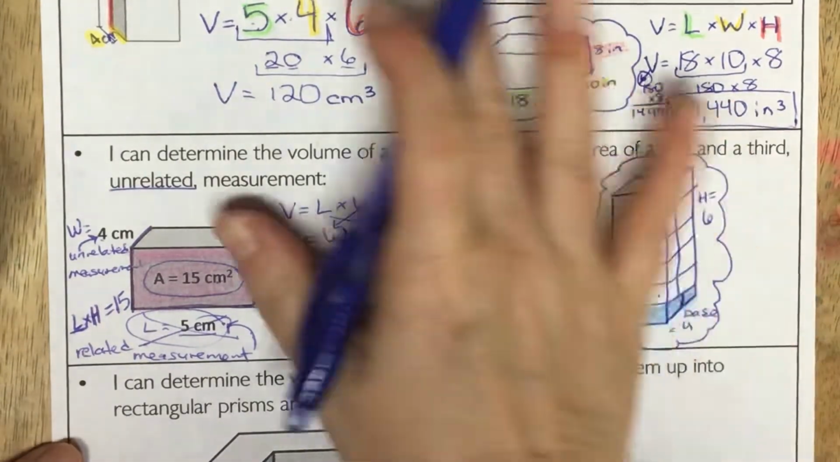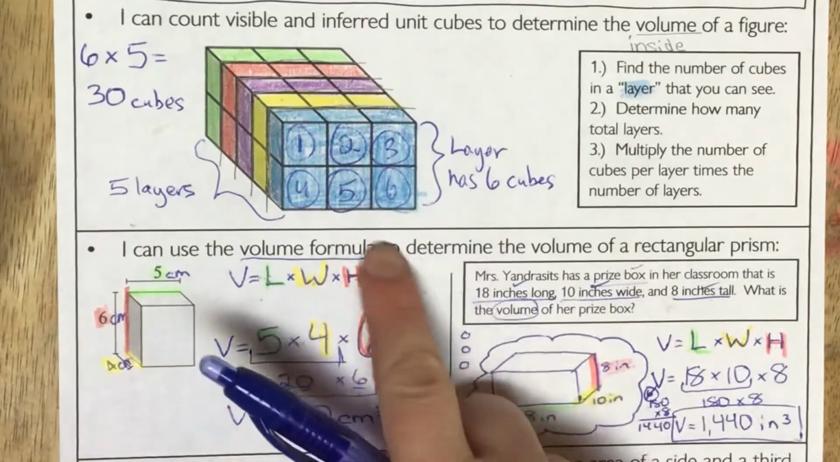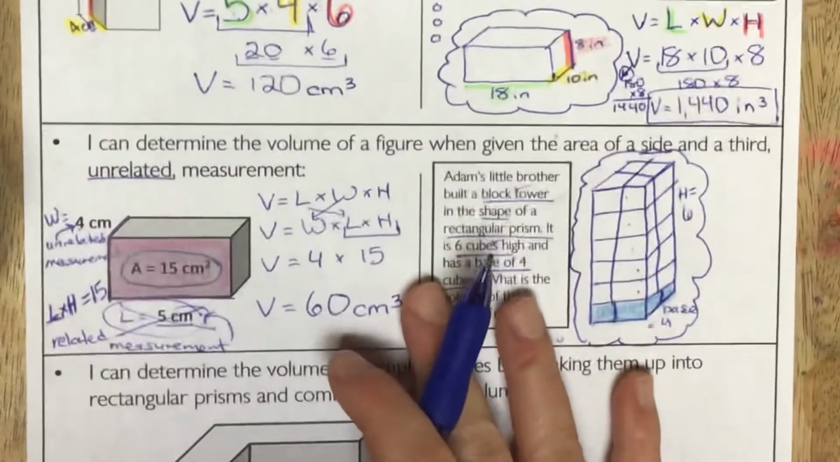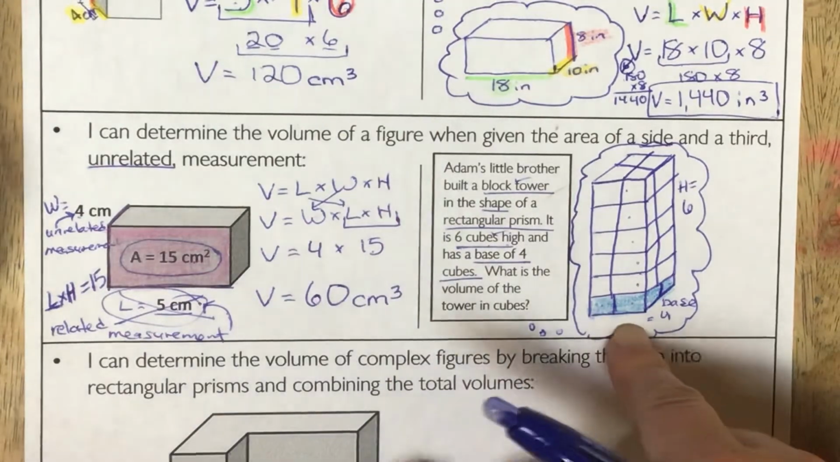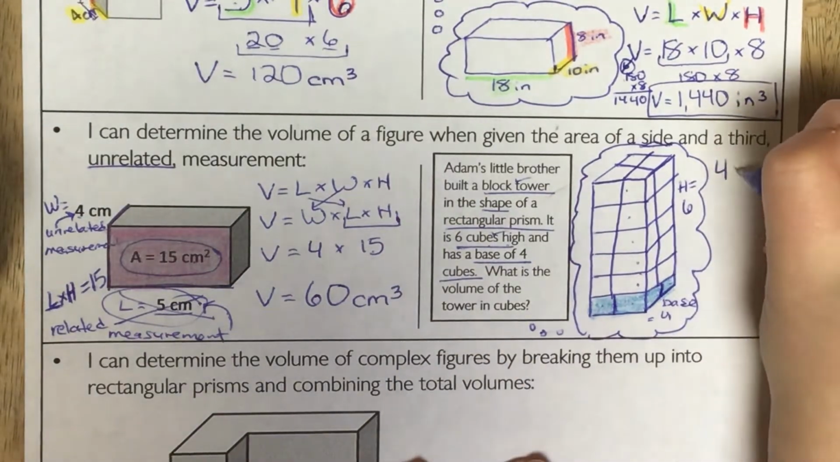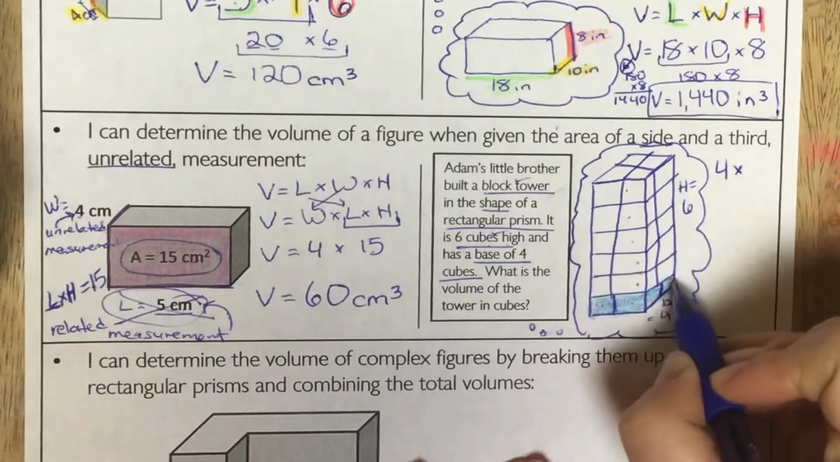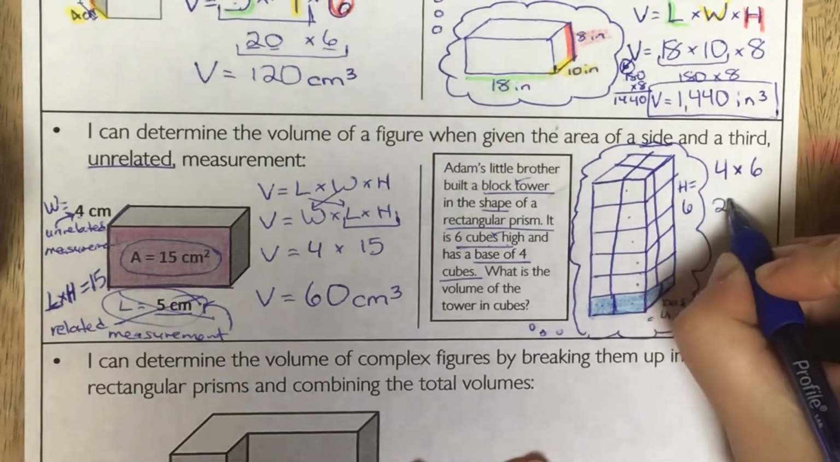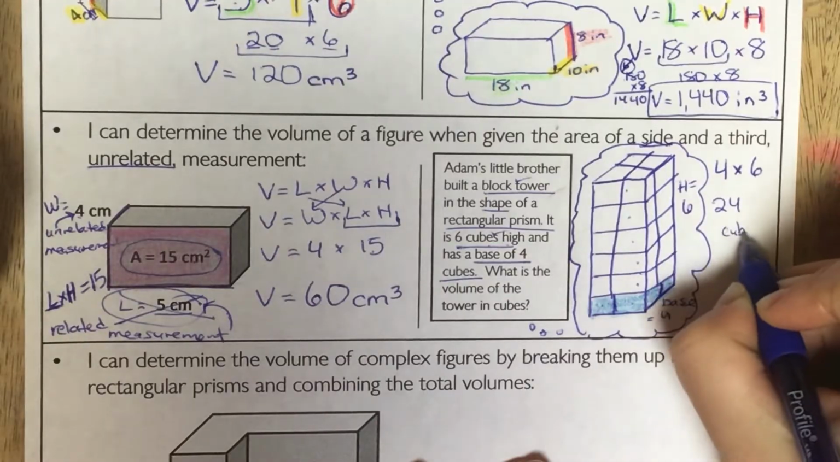It's a lot like our first problem where we figured out the layer and then figured out the total number of layers. For this problem, the base has 4, and I'm going to multiply it by the number of layers. There are 6 layers. 4 times 6 is 24 cubes.